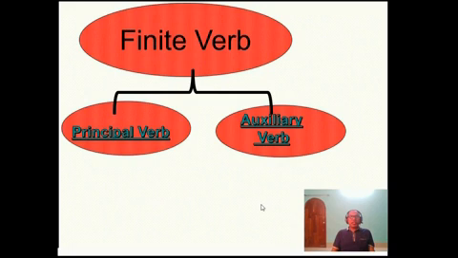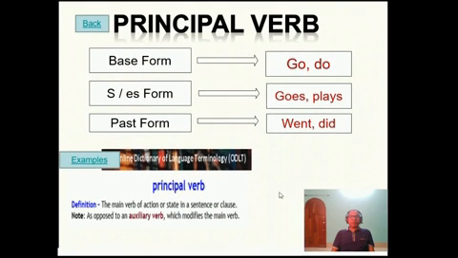Dear students, in this slide you find the classifications of finite verb. Finite verbs can be classified into two types. They are principal verb and auxiliary verb. Let's first discuss principal verb.